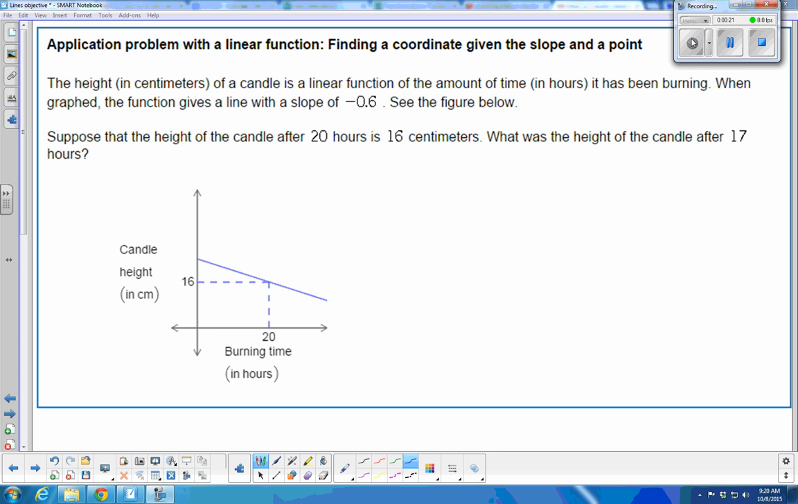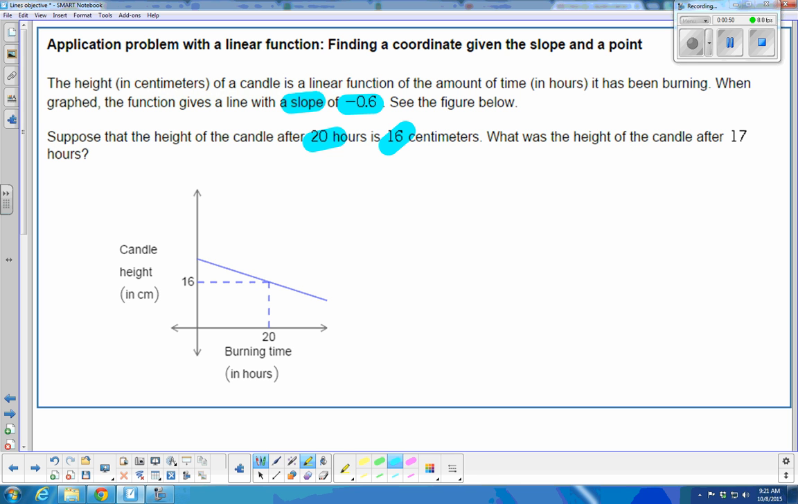So you've got the height in centimeters of a candle is a linear function. Of course it is. The candle burns down. The longer it burns, the smaller it gets. That makes sense. Okay. So it has a picture of the graph right there, which is kind of nice. It tells you a lot, and it tells you the slope. That is the key thing there. That's big. So you don't have to find the slope. That's nice. And then they give you a point, 20, 16.